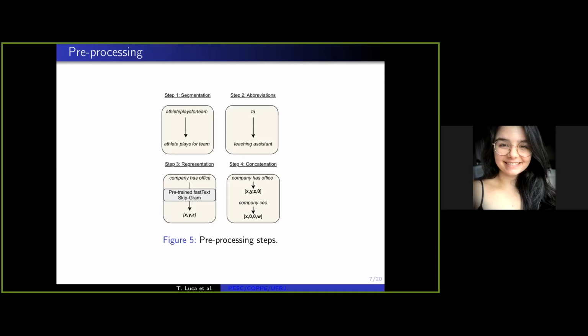The next step is concatenation. As one of the similarity metrics can deal with n-dimensional vectors, we must concatenate them, so we avoid information loss. We treat each term as a dimension, and if a term doesn't belong to a predicate, it's represented by a new vector.